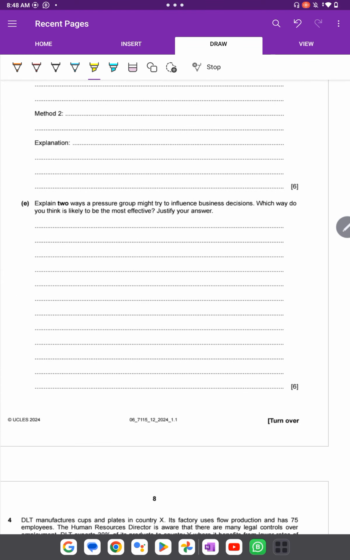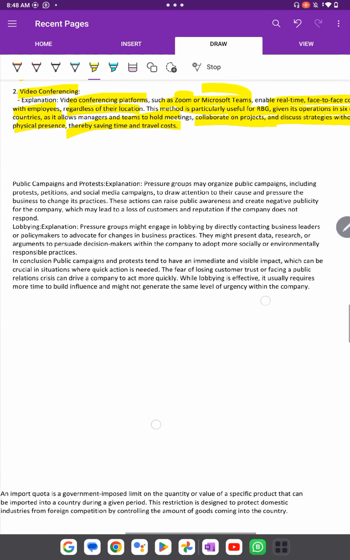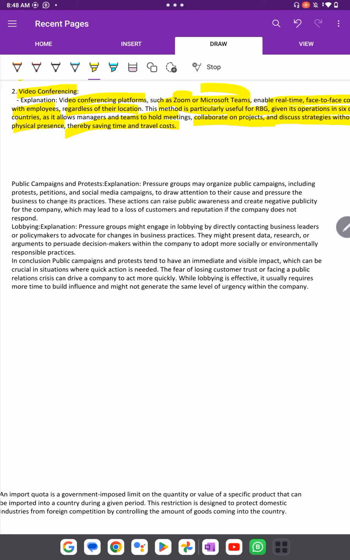The next question is: explain 2 ways a pressure group might try to influence business decisions. Which way do you think is likely to be the most effective? Justify your answer. Okay. So first of all, public campaigns, and they can create protests. They can run public campaigns against the business practices because if they are polluting the environment, it means that the local community will be protesting against the business.